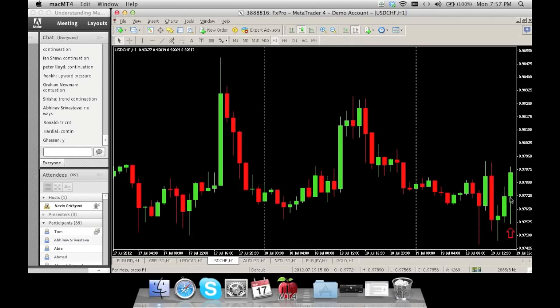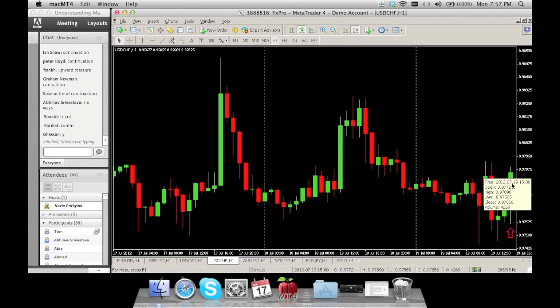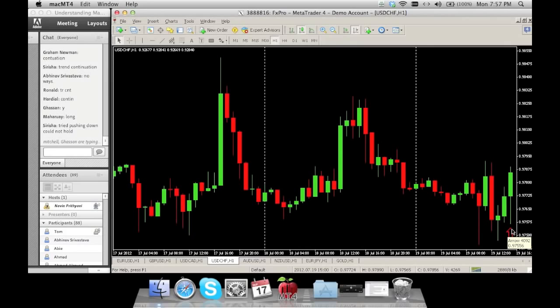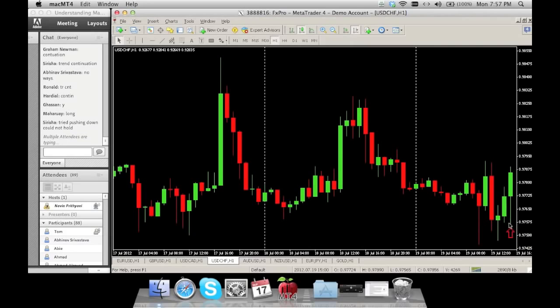We have a body here, right? It opened here. It closed here. This is how low it went. This is how high it went. The tail on top, not so big. The tail on bottom, massive. What does that mean? This is an indication that there's lots of pressure coming in from the bottom, pushing it up.